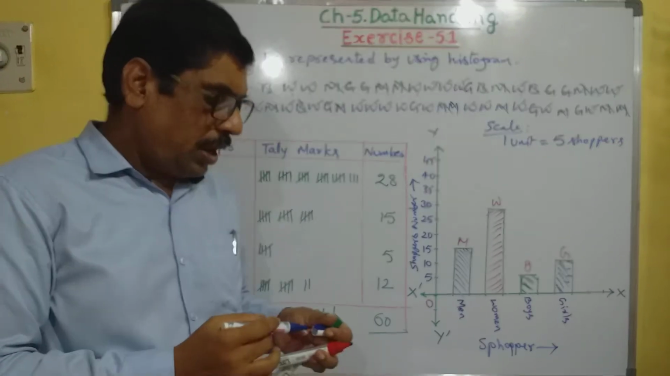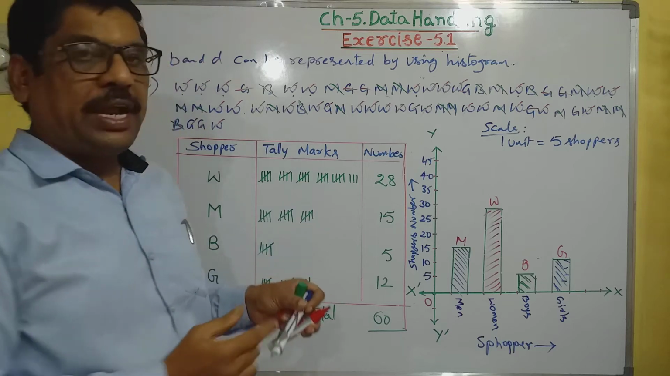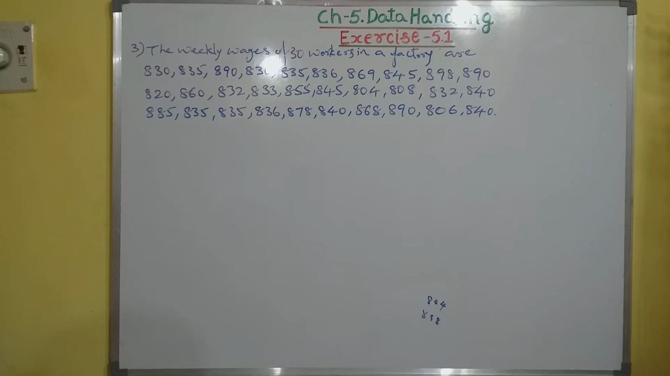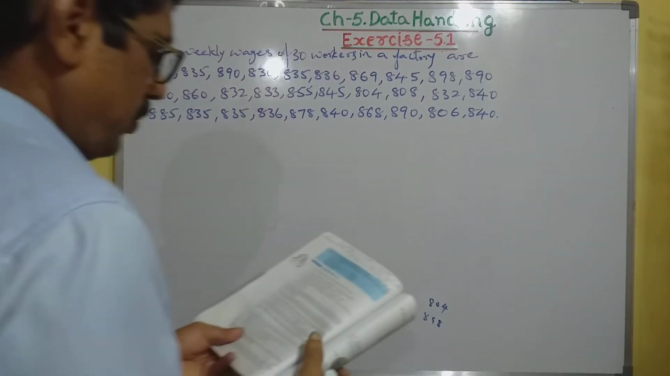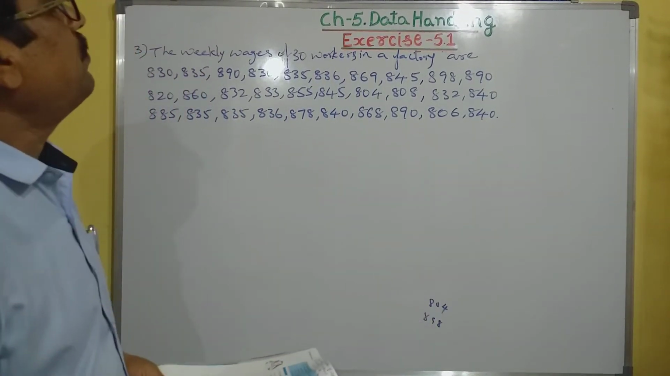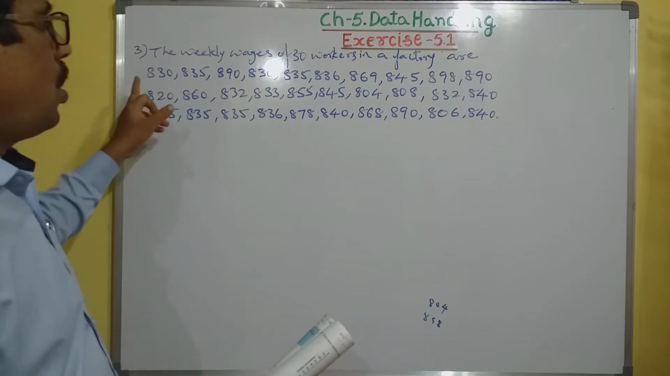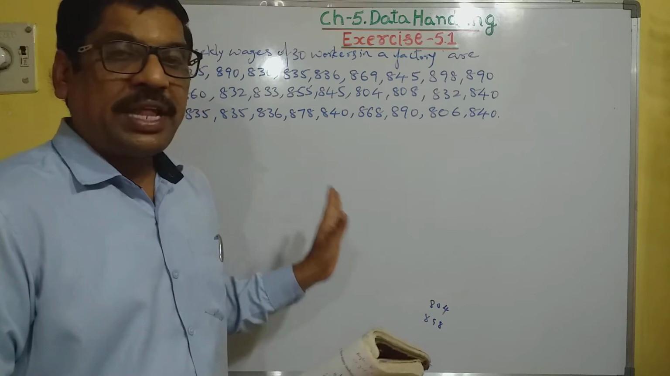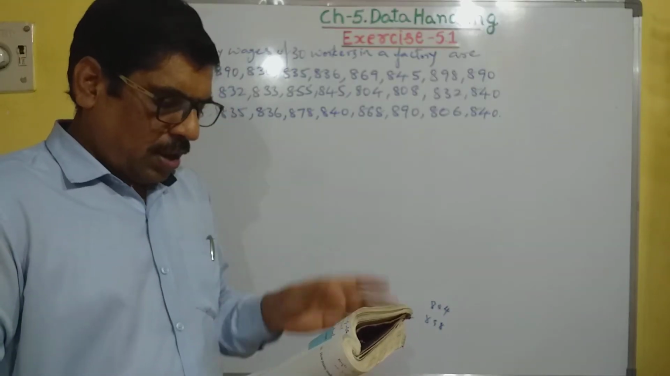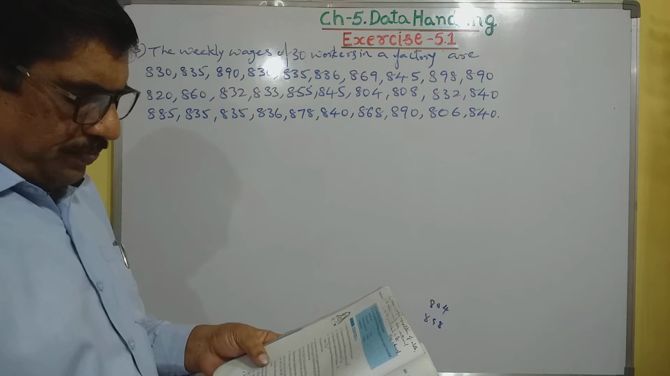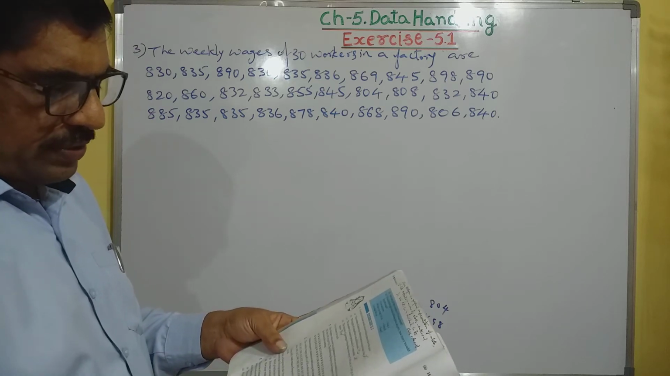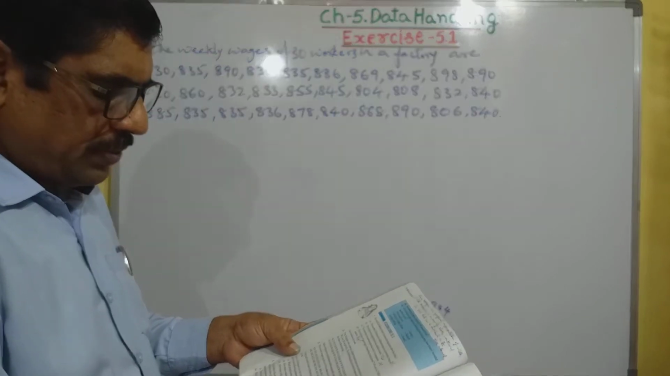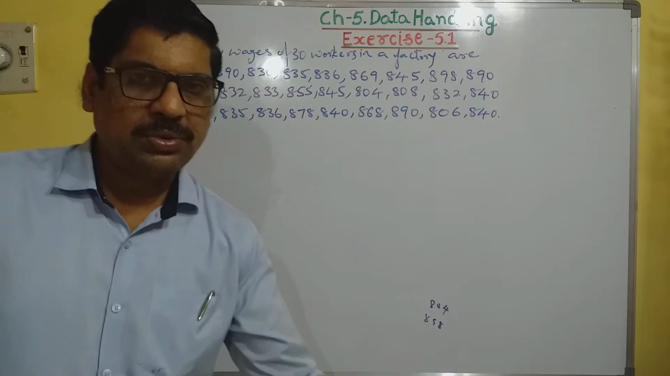Okay, now let us go with the third problem. Now look at the third problem. The weekly wages of 30 workers in a factory are given like this. These are the wages of 30 workers in a factory. Now what we need to do: using tally marks, make a frequency table with intervals 800, 810, 810, 820 and so on. Like that we have to take.